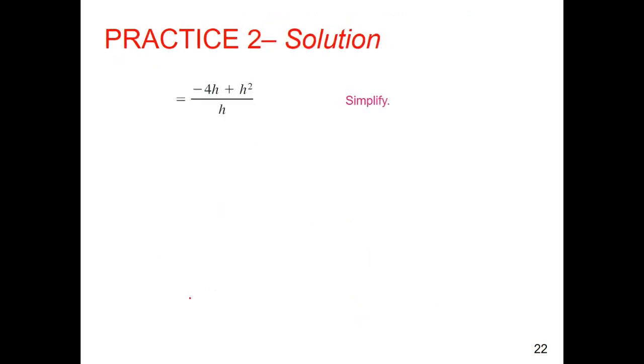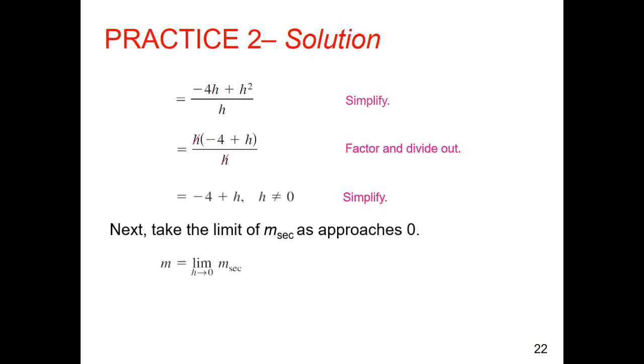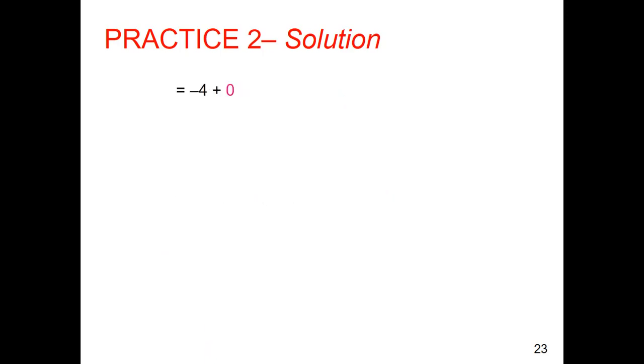Okay, and I'm left with -4h plus h squared divided by h. Now what can I take away? The h's. So I can get rid of the h's. And all I'm left with now is -4 plus h. And again, what does h equal? 0. 0 when we're taking the limit. So as we take the limit, as h goes to 0, we end up with -4.